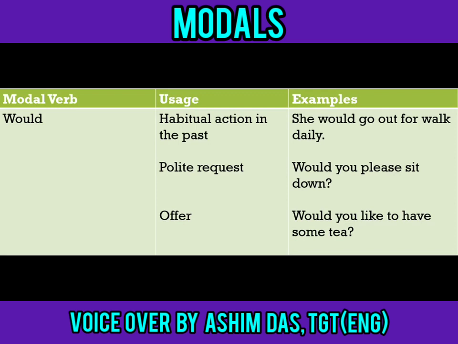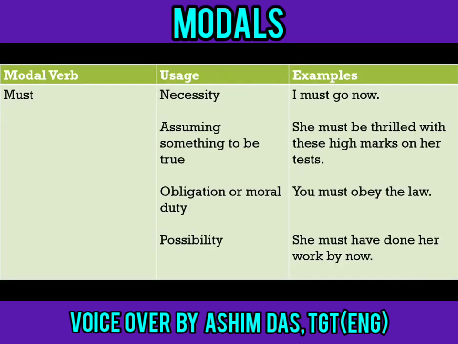Moving on to the next modal verb, must. Must is used to express a necessity felt by the speaker. Example, I should go now. The second usage is assuming something to be true. Example, she must be thrilled with these high marks in her tests. The third usage is to express obligation or moral duty. You must obey the law. The fourth usage is to express possibility. She must have done her work by now. So we understood how to use the modal verb must.